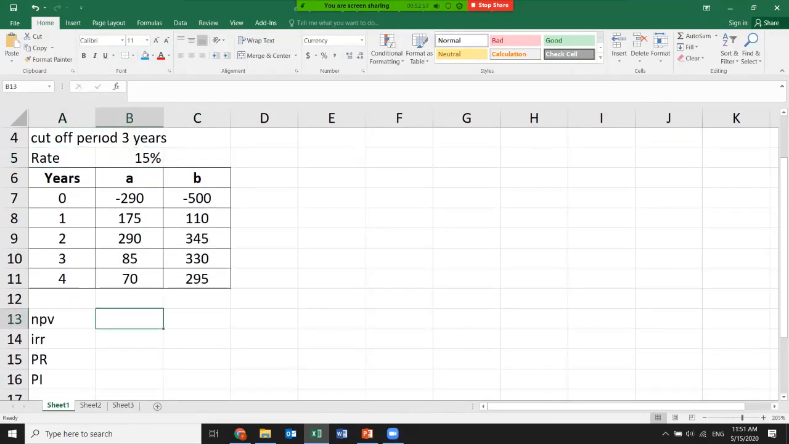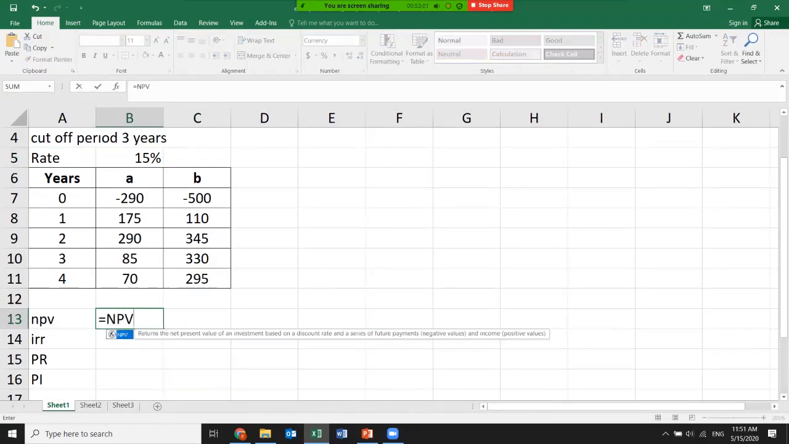So let's calculate the NPV first. NPV, open the bracket, we choose the rate 15%, we select it. I'm fixing my rate because my rate is not changing. When you put the dollar sign here, it's F4. If you just press F4, it fixes the reference in Excel. Okay. So my range is B8 to B11, sorry, not B7, because I'm considering the investment cost separately here. I'm closing the bracket and subtracting the investment cost.